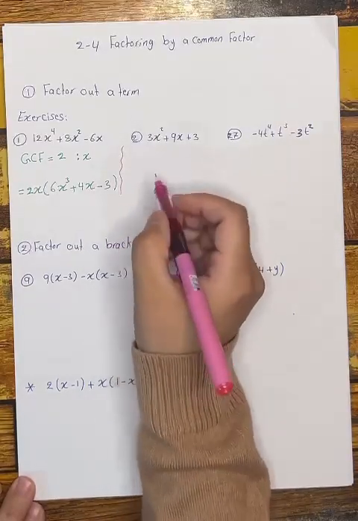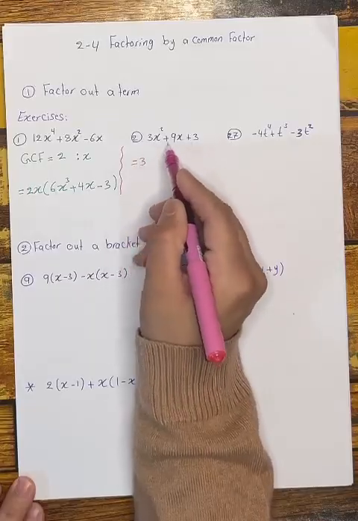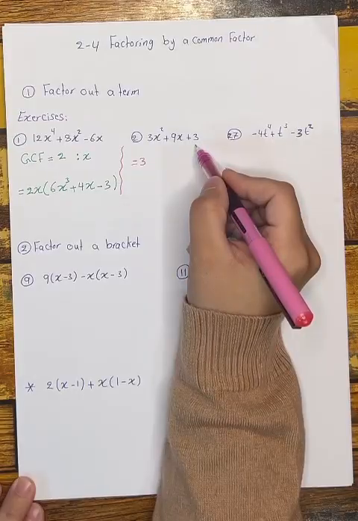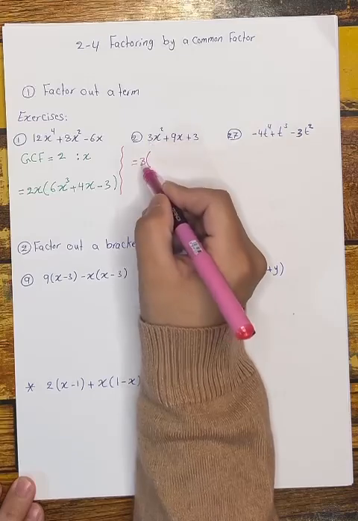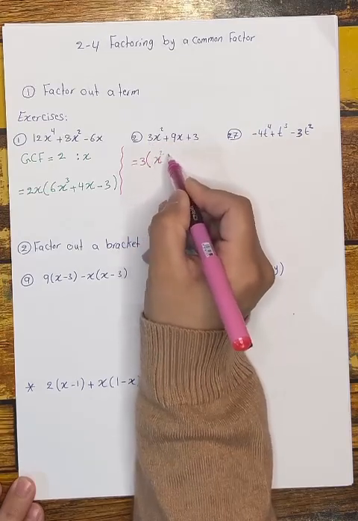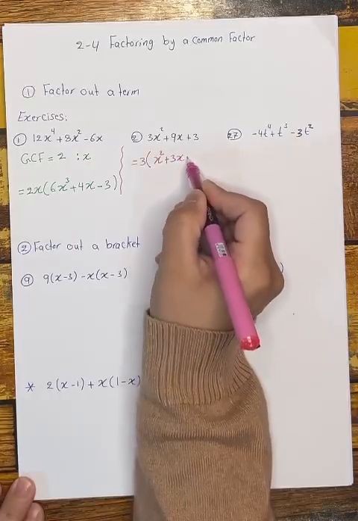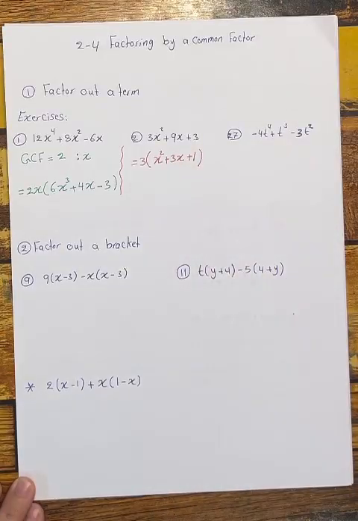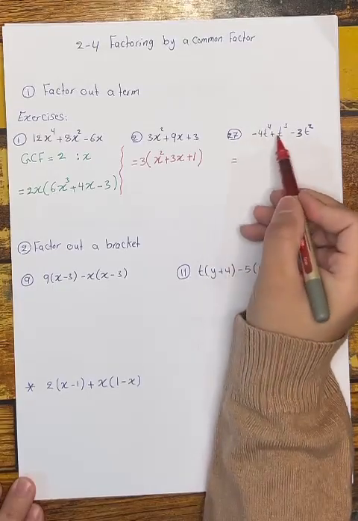In the second question, the GCF for them will be 3 because all numbers can be divided by 3. And as you see, the last term has no variable, so we can't factor out a variable. 3 divided by 3 will be 1, so we get x^2. Plus 9 divided by 3 is 3, x as it is, plus 3 divided by 3 will be 1, and close the bracket.